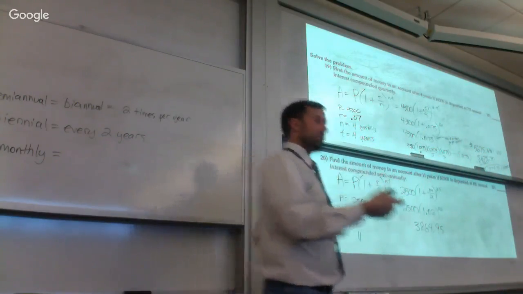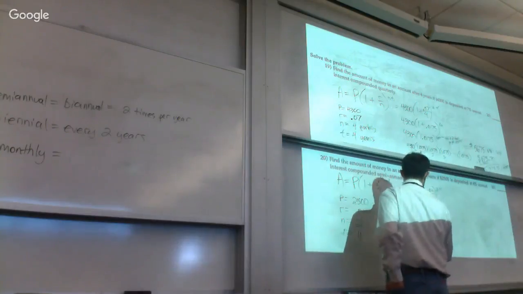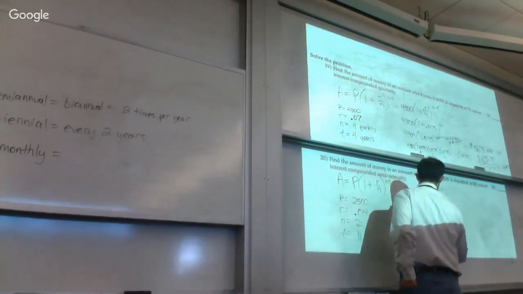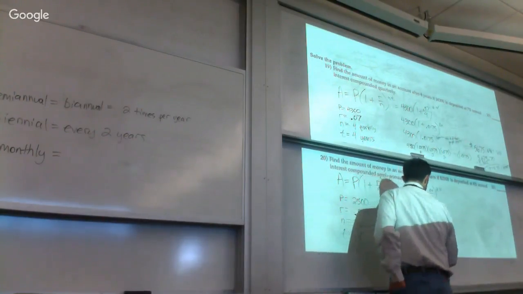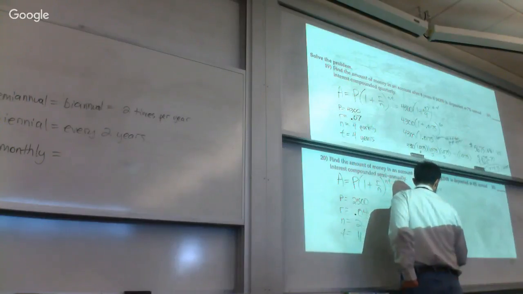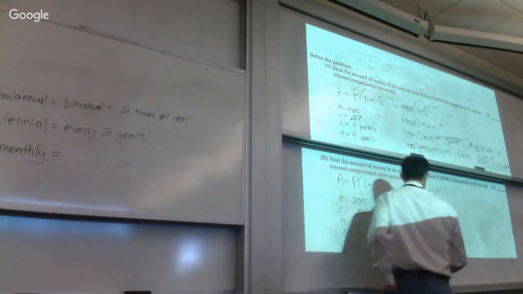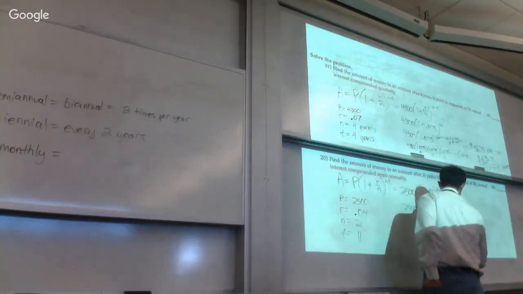And how much actual interest did you earn? Did you subtract off the 2,500? It was 1,364.95. Great. So that was the actual interest.